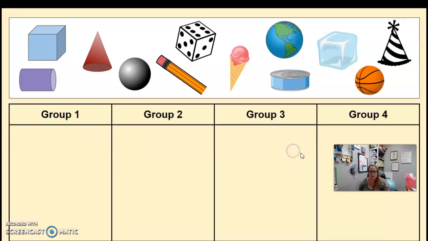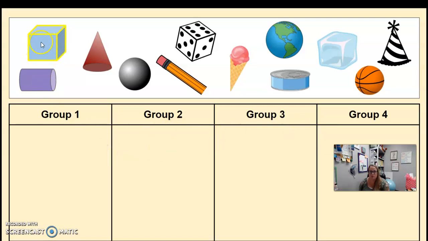So here's what we're going to do. Today, I would like to sort all of these different shapes into 4 different groups. So we're going to look at each shape and we're going to decide, is it going to go in group 1, 2, 3, or 4? Do you think you can help me? I hope so. So let's look at the first one.